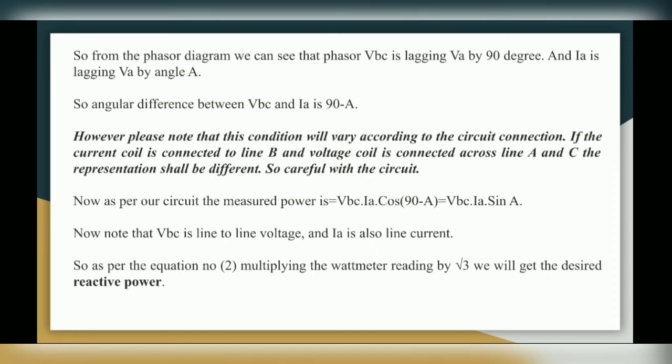Now as per our circuit, the measured power is VBC into IA into cos of 90 minus A, which is equal to VBC into IA into sin A. So cos of 90 minus A can be written as sin A. Now note that VBC is line to line voltage and IA is also line current. So as per equation number 2, multiplying the wattmeter reading by root 3, we will get the desired reactive power.